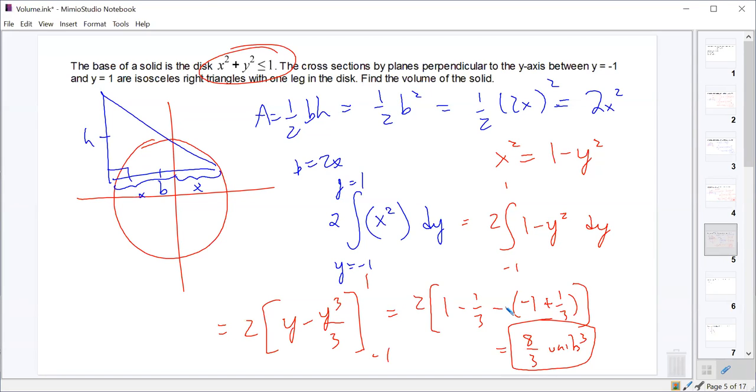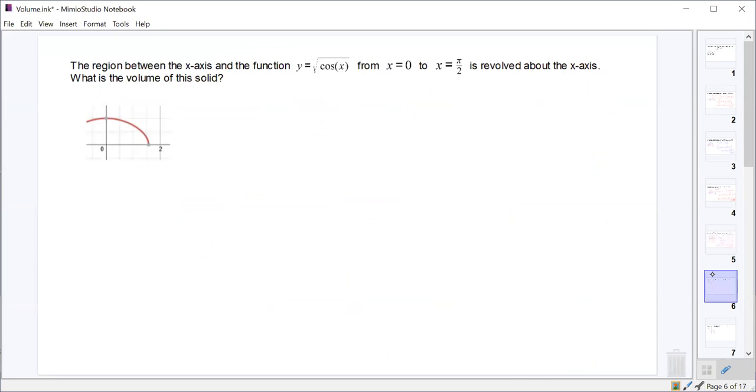Yeah. All right. Cool. Everybody feels like they remember how to do cross-section, area, volume problems? Yeah, I feel like I remember. Oh, good. All right. Let's take a look then at this one.